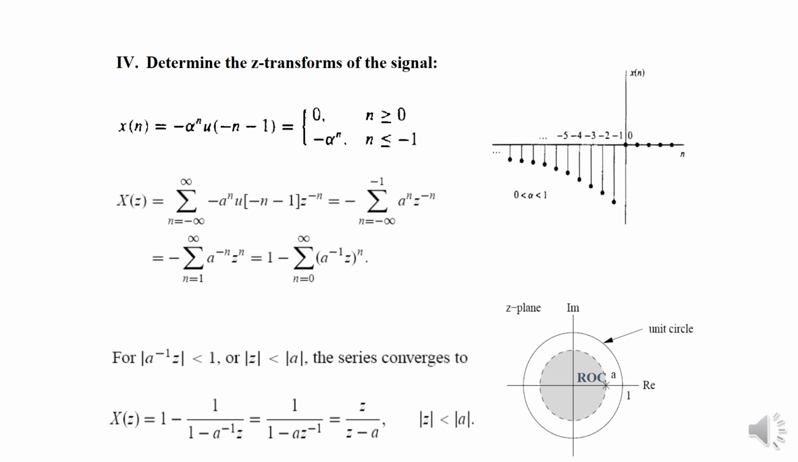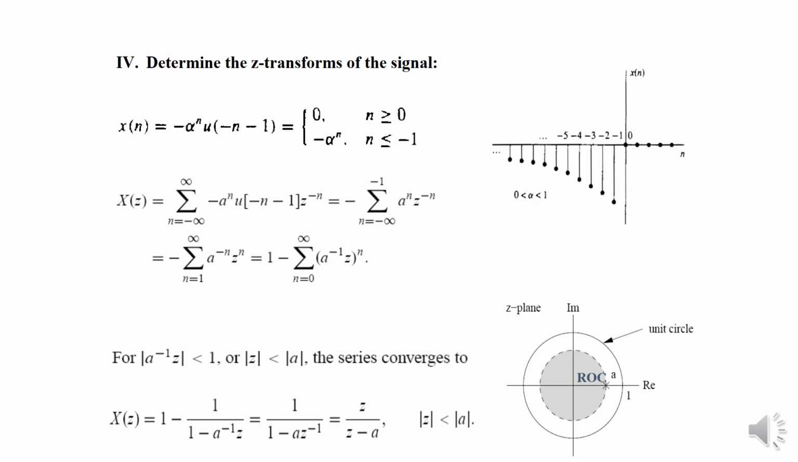At 0 it is 0, and at 1 it is 0. So for all positive n, and when n is equal to 0, x[n] is 0. Therefore this is entirely the left-hand side sequence, right? So like this.